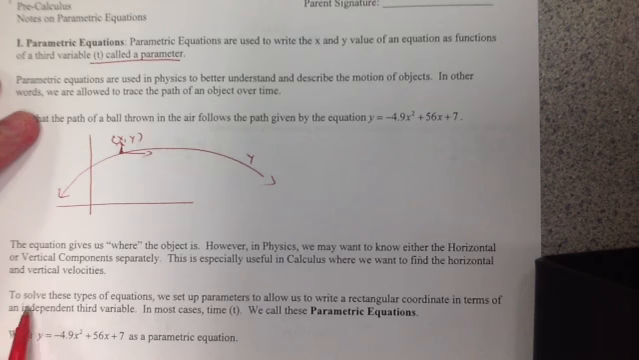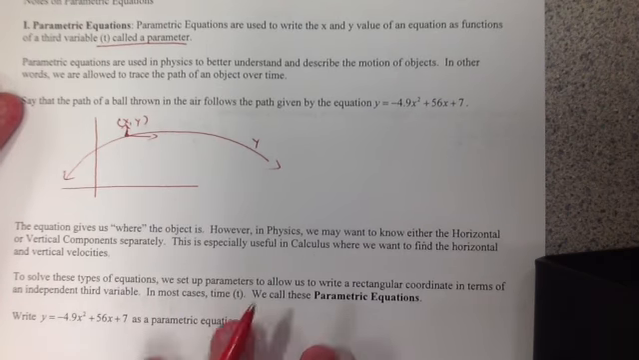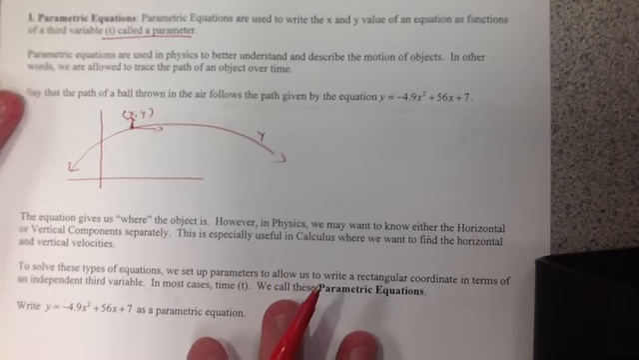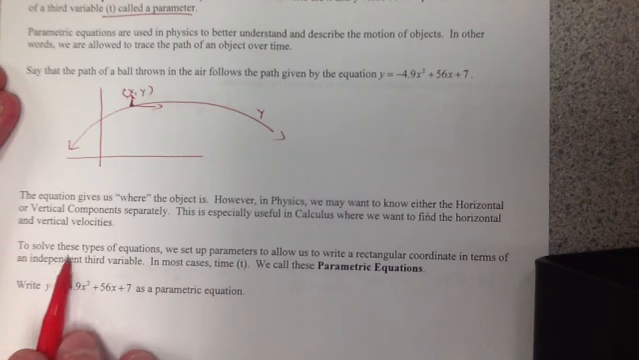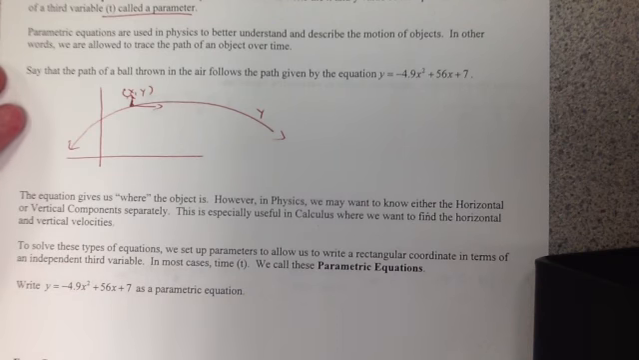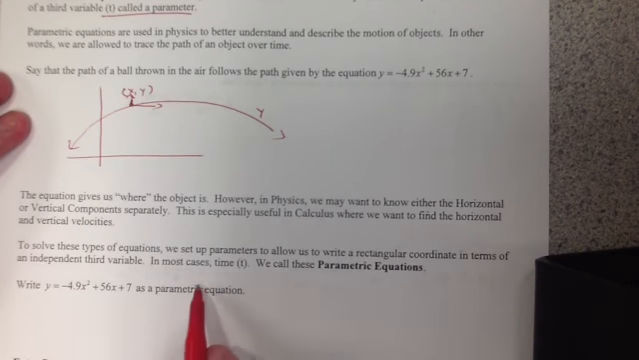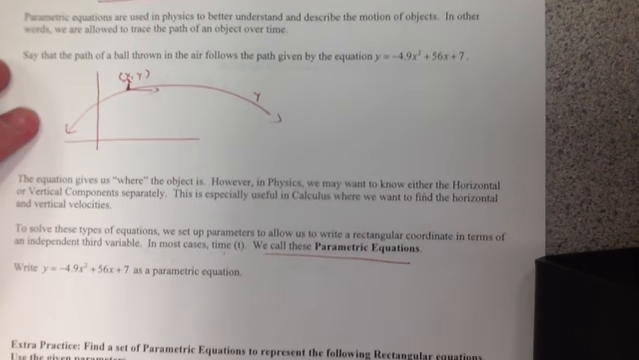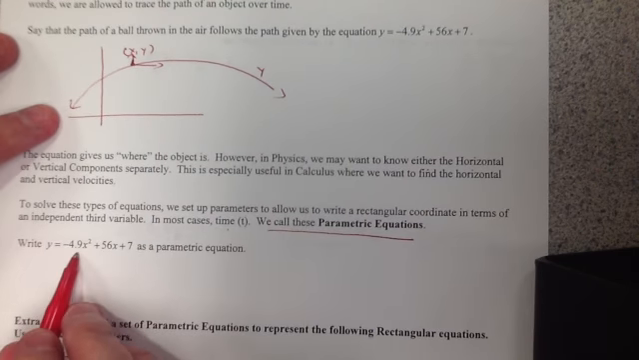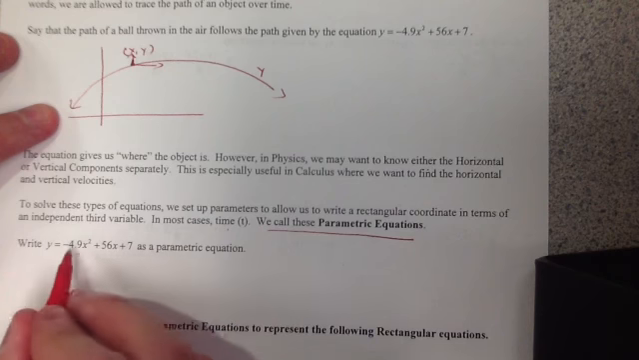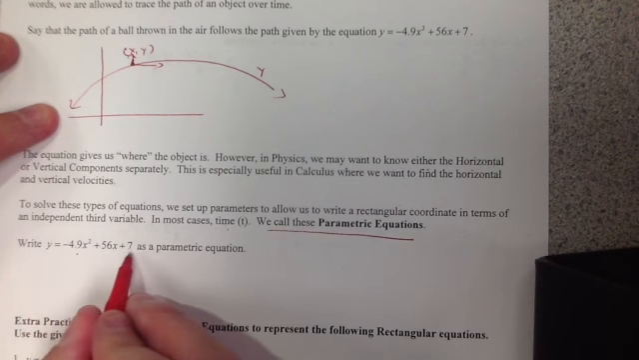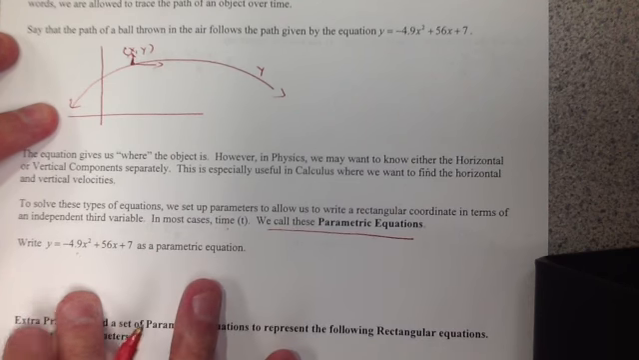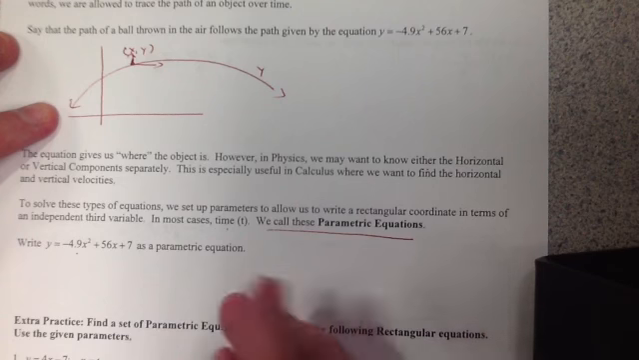Okay? To solve these types of equations, we set up parameters to allow us to write rectangular coordinates in the system in terms of an independent third variable. In most cases, we use t, and these are called parametric equations. So let's take a look at this first one right here. We want to write our parabola in terms of a parametric third variable equation. So, all very simple to do.